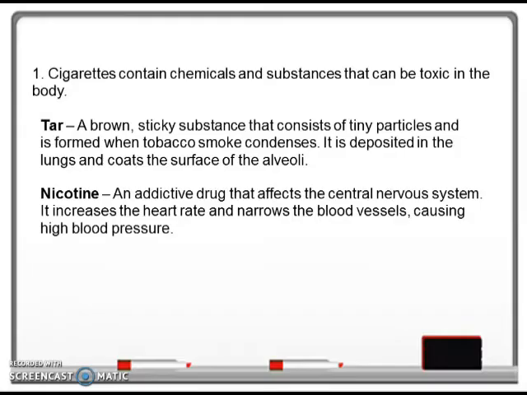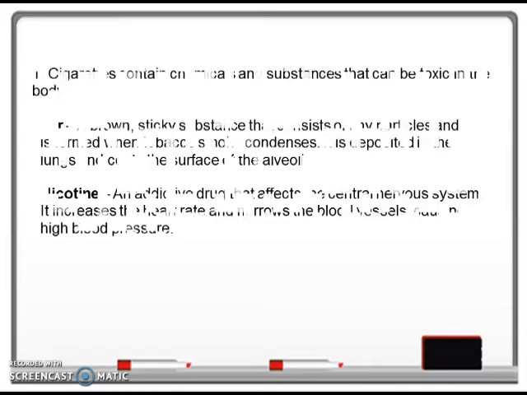Nicotine is an addictive drug that affects the central nervous system. It increases the heart rate and narrows the blood vessels, causing high blood pressure. Smoking can cause serious problems to the respiratory system and different parts of the body. Again, tar is a toxic chemical which contains carcinogens that can cause cancer, and nicotine is a chemical stimulant that can be addictive.